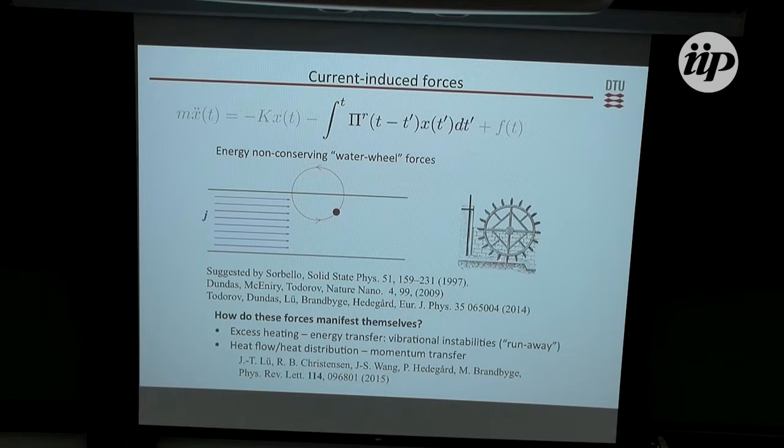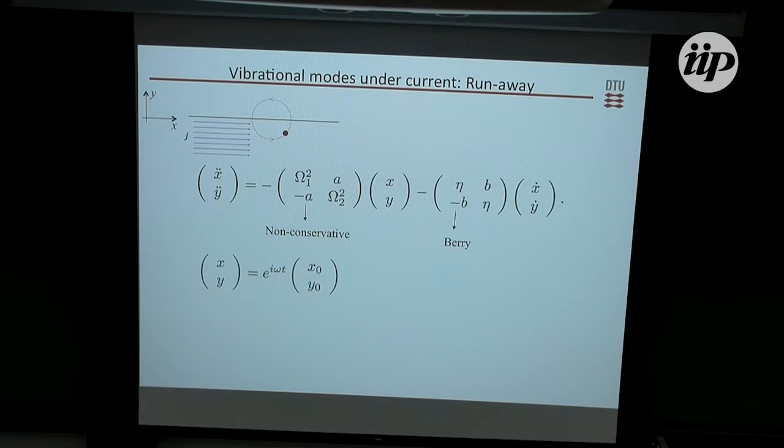So this is what Todorov and Dundas called the water wheel effect. Because of the flowing of the water, you make the water wheel go, and this is a non-conservative force. In the simplest case, you can think of this motion here. Let's say it's a harmonic motion, you have an x and a y coordinate, then this is the equation you have for the mode. You have two vibrations, one in the x and the y direction, and then you have the friction here. And then in this off diagonal, you have something which is asymmetric, and this is nothing but this non-conservative force that you get. And you also have this Berry force in the simple case.